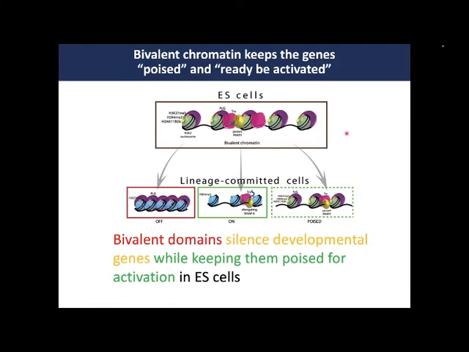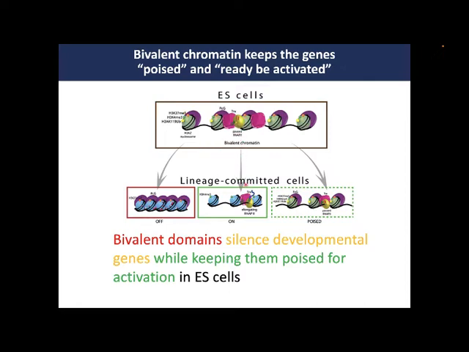So this report suggests that ES cells maintain abundant bivalent chromatin, which keeps the genes poised, balanced, and ready to be activated. They are not activated yet, but they are ready to be activated. So for these lineage-committed genes in ES cells, the polymerase is poised and stalled here, and they have both active H3K4 methylation and inactive H3K27 methylation in their chromatin.